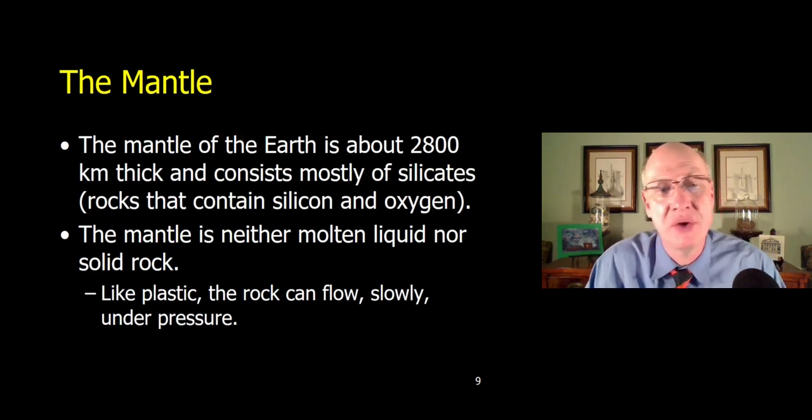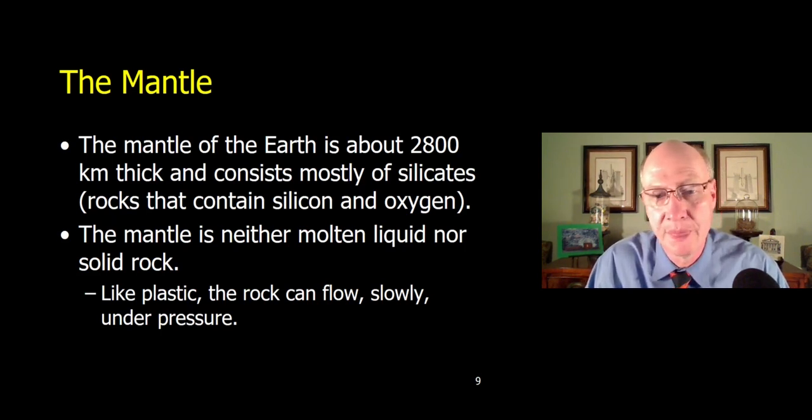Well, outside the core of the Earth is the mantle. It's about 2,800 kilometers thick, and it consists mostly of silicate rocks. What we mean by silicates are rocks that contain primarily silicon and oxygen. The mantle certainly isn't a molten liquid, and it's not quite solid rock. In fact, it's very pliable, or very plastic. The rock can flow very, very slowly over long periods of time, but it is neither truly solid nor liquid.